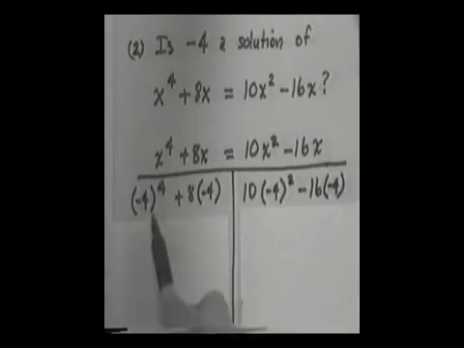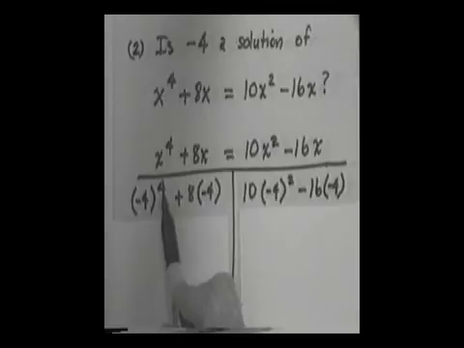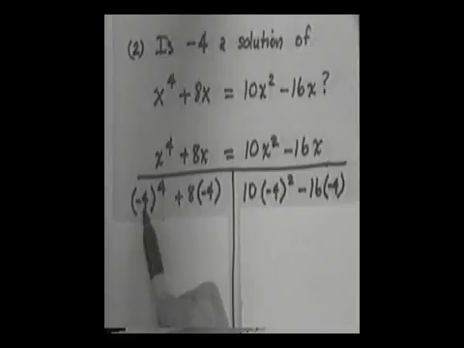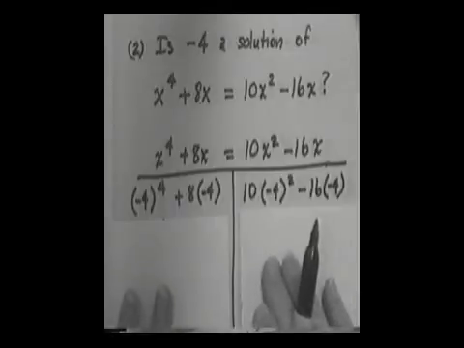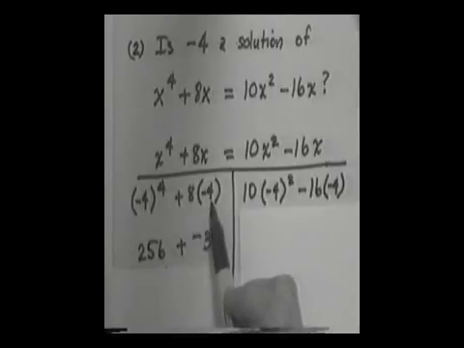Now on the left side of the wall we follow the order of operations. The order of operations says we do the exponent before we do the adding or multiplying. For the exponent we have -4 raised to the fourth power. That means -4 times itself 4 times. Well, -4 times -4 is 16. 16 times -4 is -64. And -64 times -4 is positive 256. 8 times -4 is -32.